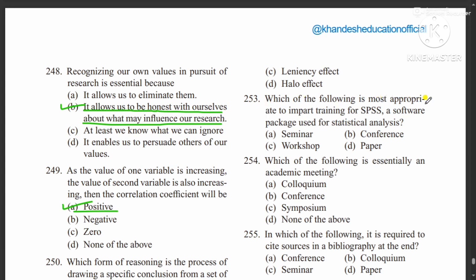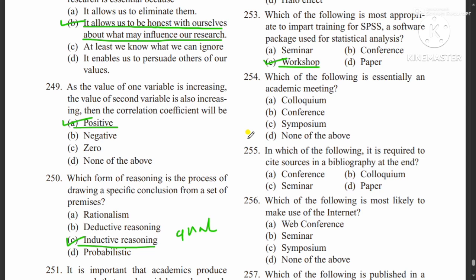Next, which of the following is most appropriate to impart training for SPSS software package used for statistical analysis? That's work as workshop. Next, which of the following is essentially an academic meeting? So option is correct. Colloquium.